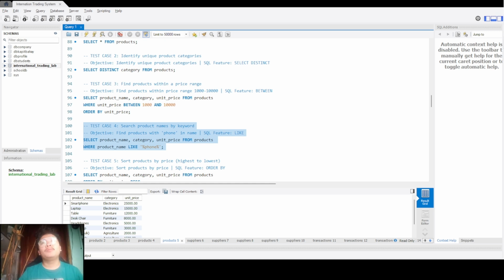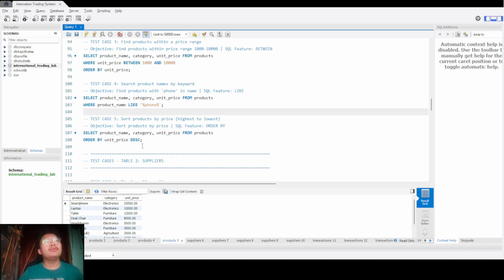So now let's go to the last test case, which is test case 5: sort products by price from highest to lowest. This one.